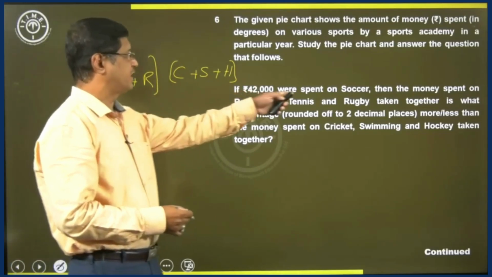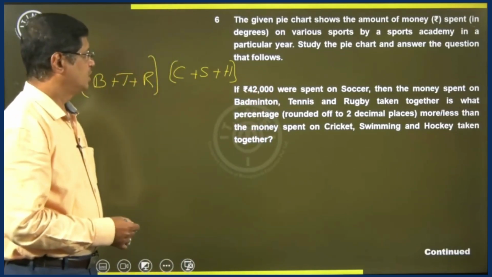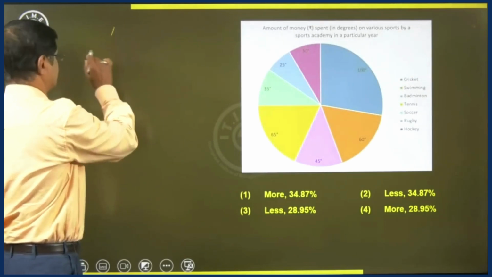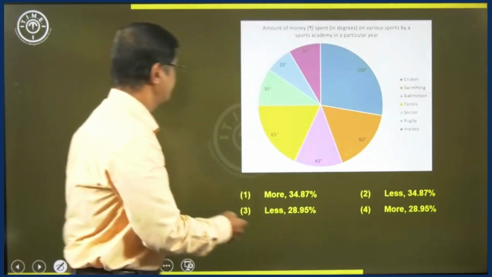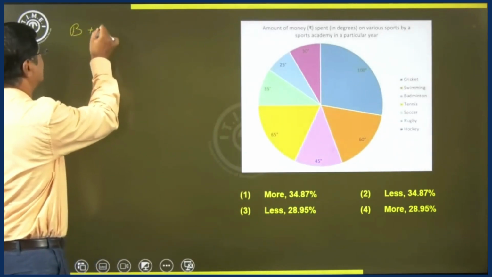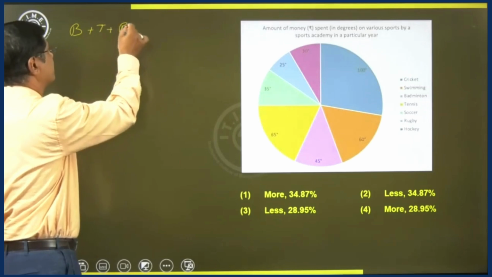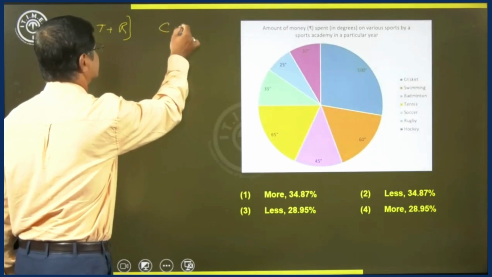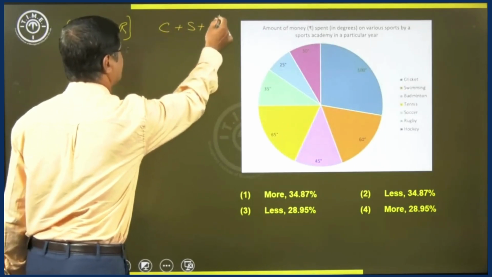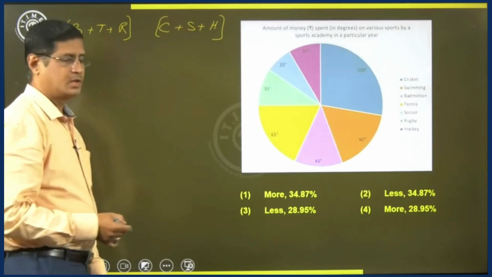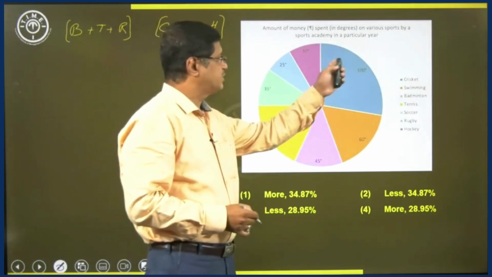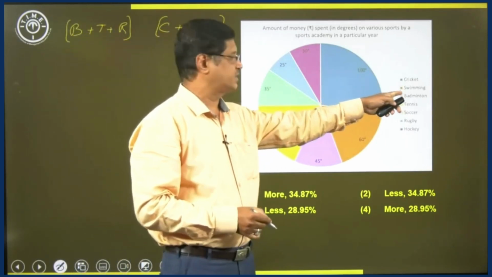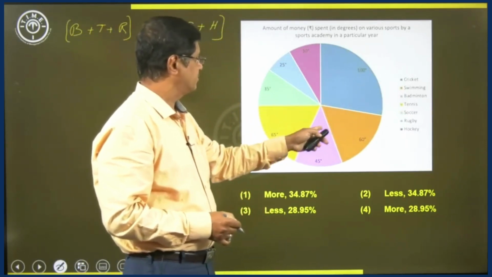Okay, if the amount spent on soccer is 42,000. Dear students, just observe. I will write here. Let me write badminton, tennis and rugby. This is the first side. Next, cricket, swimming and hockey. My dear students, just observe the degrees here. The total angle is 360. Each and every part is clearly defined with different colors.